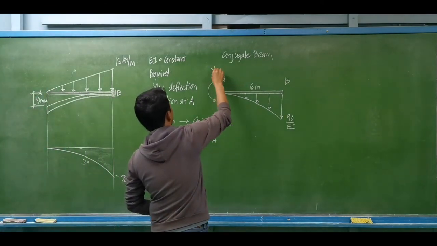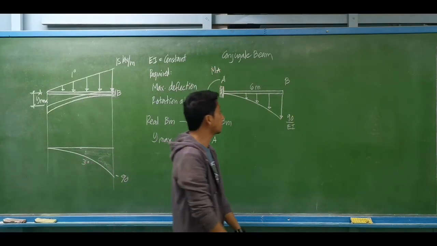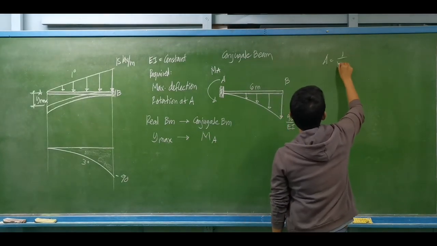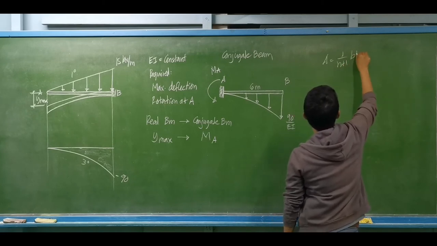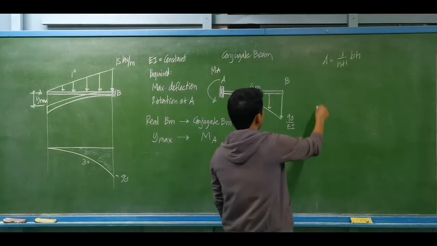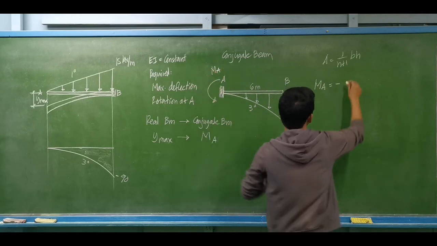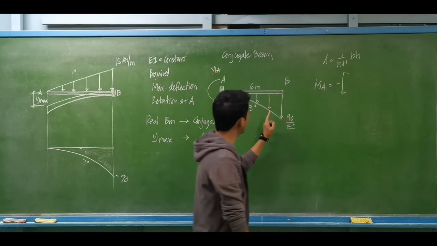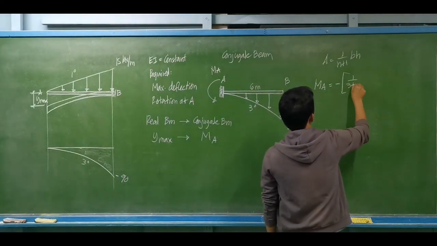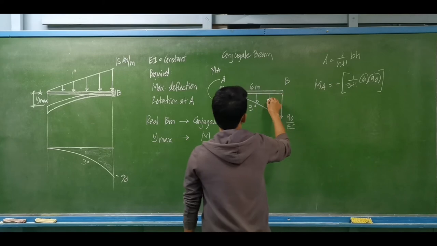So this is the moment at A. As you can see, this is a counterclockwise moment, so supposedly that is negative. We have the area of a spandrel. Again, the area is equal to 1 over the degree plus 1, times base times height. This is a third degree curve, so the degree is 3. So the equivalent moment at A should be negative because it is counterclockwise. That is the area of this load, 1 over (3 plus 1) multiplied by 6 times 90. So what is the lever arm?